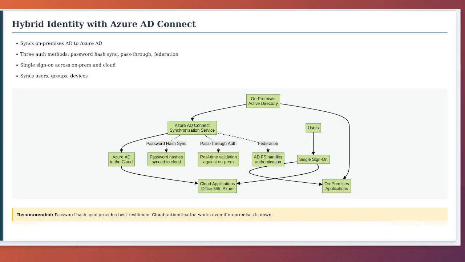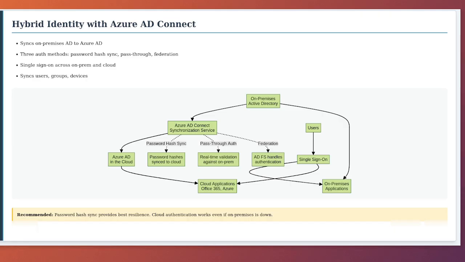The diagram illustrates the Azure AD Connect synchronization architecture. On-premises Active Directory contains your users, groups, and computers. Azure AD Connect synchronizes selected objects to Azure AD in the cloud. Users can then access both on-premises applications like file servers and SharePoint on-premises, as well as cloud applications like Office 365 and Azure services. The synchronization keeps the identities in sync, while authentication can happen either in the cloud or on-premises depending on your configuration.